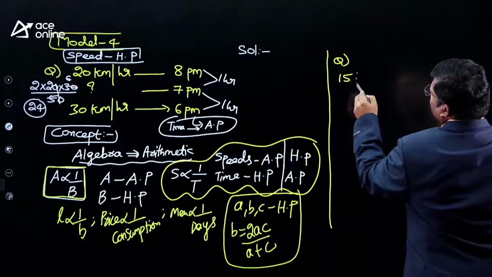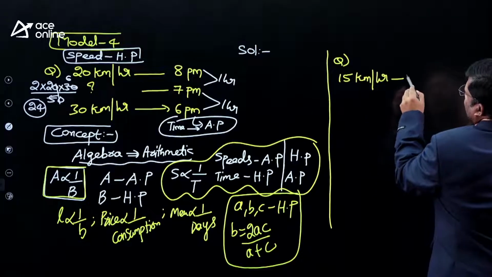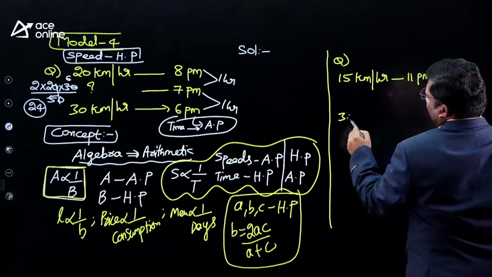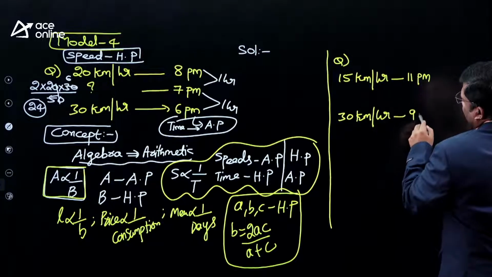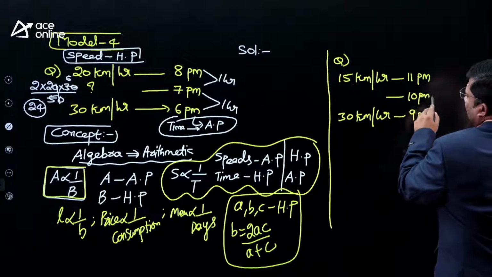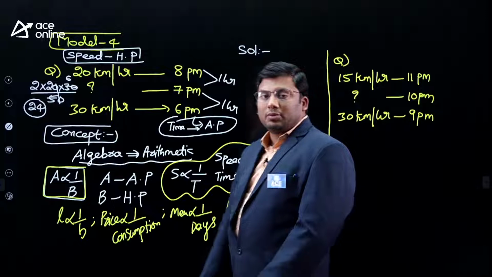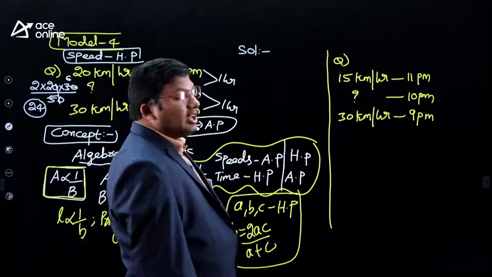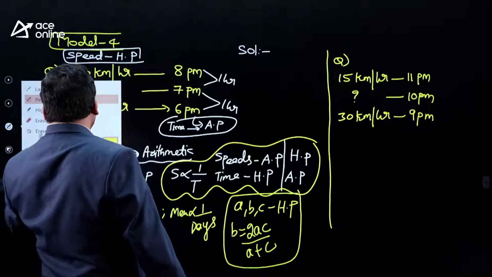15 kilometers per hour, 11 p.m. 30 kilometers per hour, 9 p.m. To reach at 10 p.m., what should be the speed?